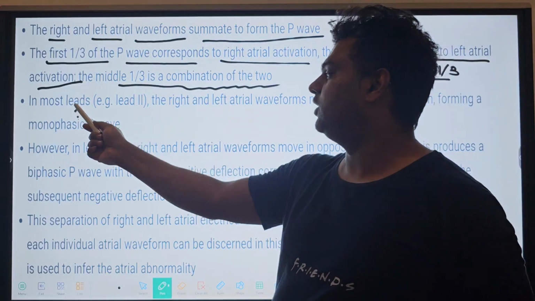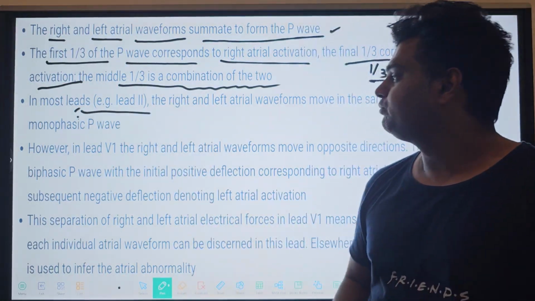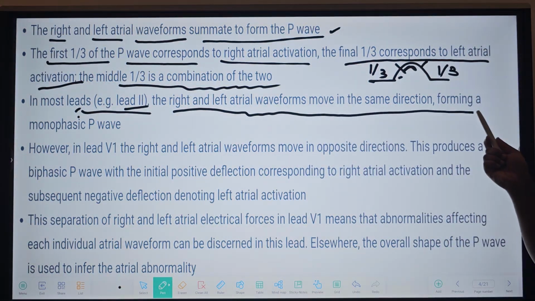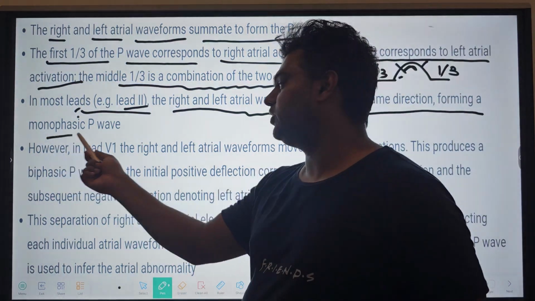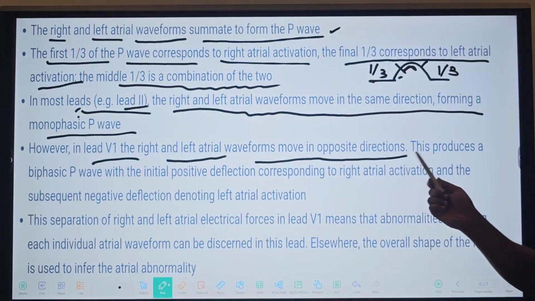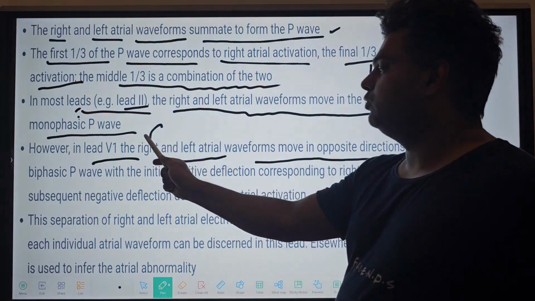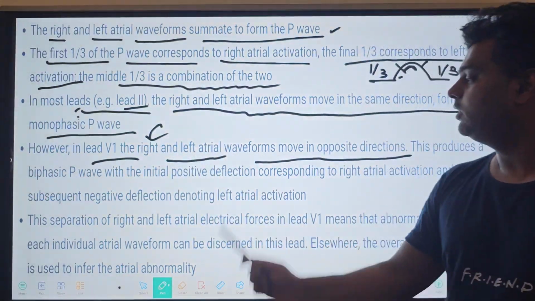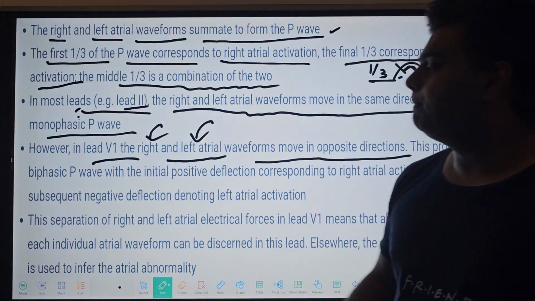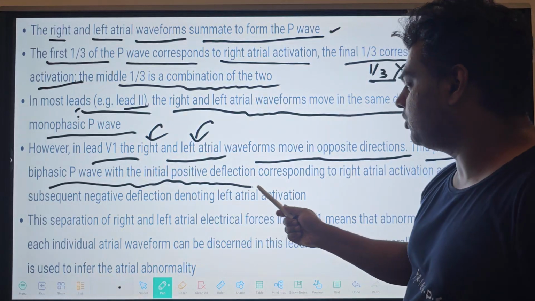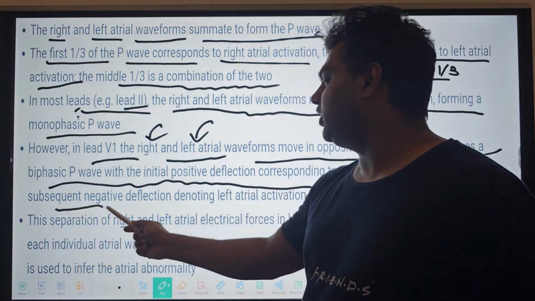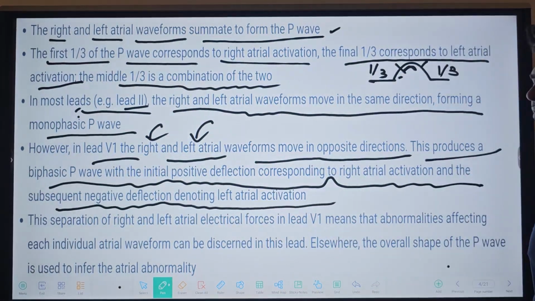In most leads, as I have already explained, like lead 2, the right and left atrial waveforms move in the same direction, forming a monophasic P wave. However, in lead V1, the right and left waveforms move in opposite directions. The right moves towards lead V1, and the left atrium moves away from lead V1. This produces a biphasic P wave with the initial positive deflection corresponding to right atrial activity and the subsequent negative deflection denoting left atrial activation.